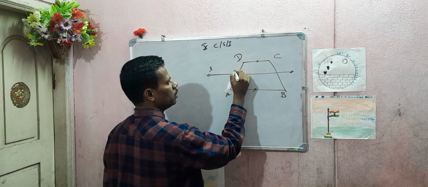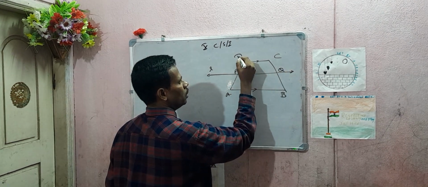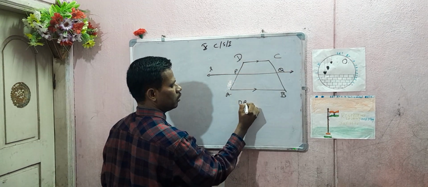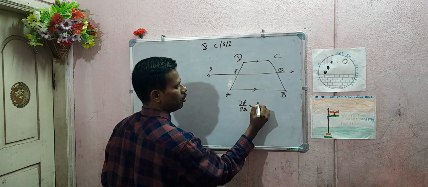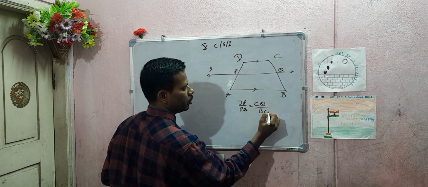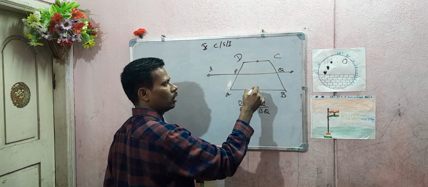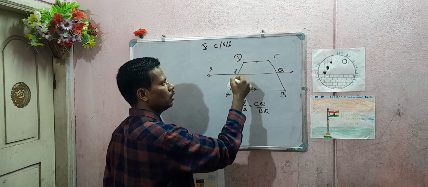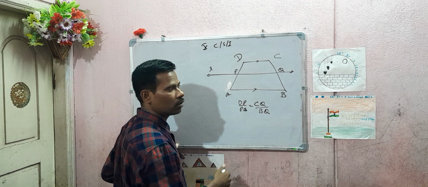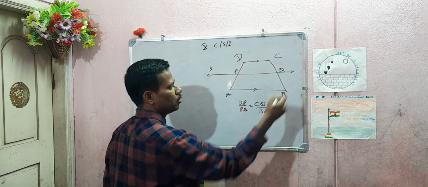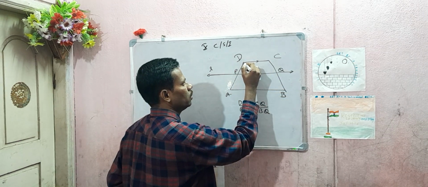What is the meaning of this? DP by PA is equal to CQ by DQ. This is the line parallel to this one. Now we have to prove that the non-parallel sides are proportional. That means DP by PA is equal to CQ by QD. Very simple, students. Join this.